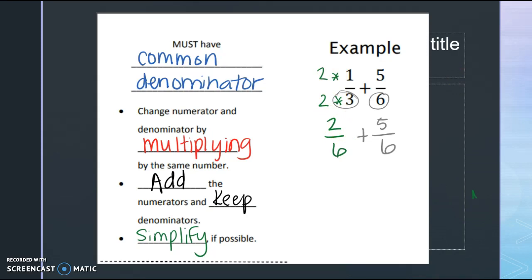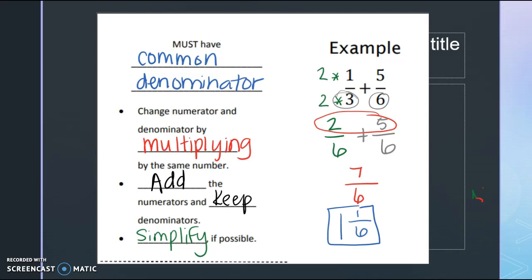So now that we have a common denominator, we're going to add our numerators. We add straight across. 2 plus 5 gives us 7. Our denominator stays the same. We keep it the same. We've got 7/6. Now this is called an improper fraction, meaning our numerator is larger than our denominator. We need to change that into a mixed number. So we're going to see how many times does this 6 go into our 7? 1 time. And then once we take one group of 6 away from the 7, we're left with 1 left over. Denominator stays the same. So our final answer here, 1/3 plus 5/6 should equal 1 1/6.